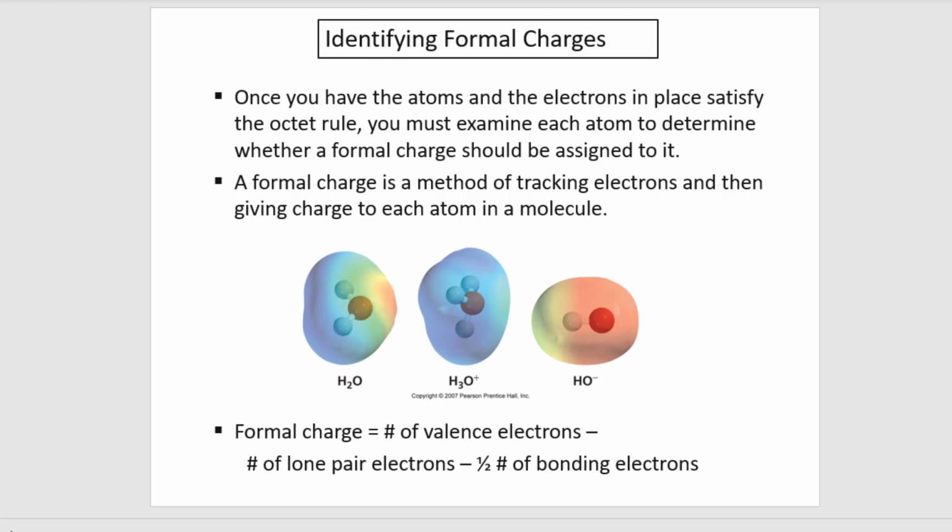There is a formula to calculate it. The formal charge for an atom is equal to the number of valence electrons. Well, that's okay. We know how to calculate that. So you just take the valence electrons, you subtract the number of lone pair electrons you see, and you subtract half the number of bonding electrons. So that's the formula you can use. Trust me when I say you will not use this formula past this chapter.